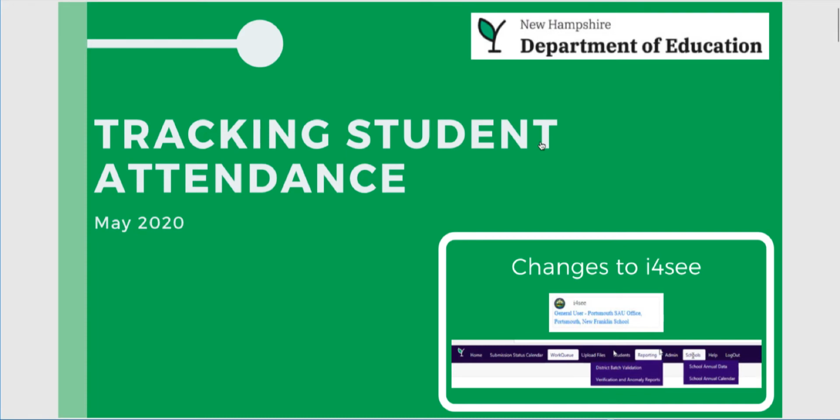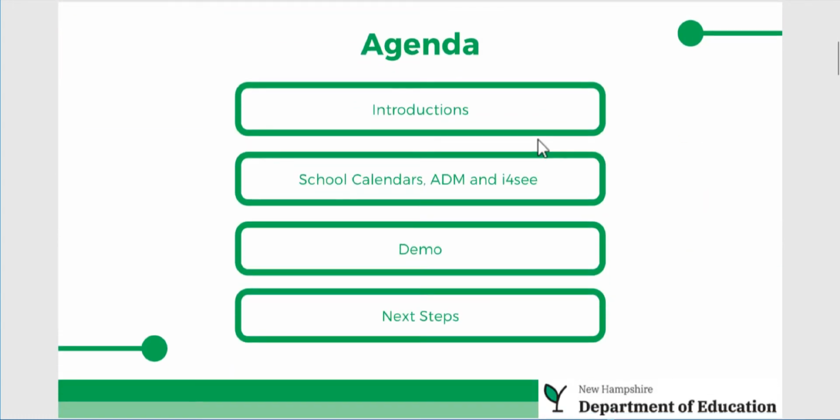Welcome to this training video to learn more about how the Department of Education will be tracking student attendance through information provided in the I4C system. We'll walk through introductions so you'll get an idea of the team that's been working on this project. We'll spend most of the focus on helping you understand how you enter school calendar information in I4C and how that's used to calculate ADM. We'll then provide a live demo so you'll have a second chance to see how it works. And finally, talk through the next steps of what you should be doing.